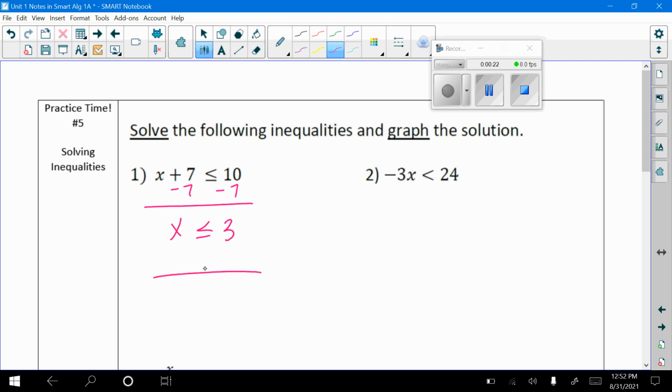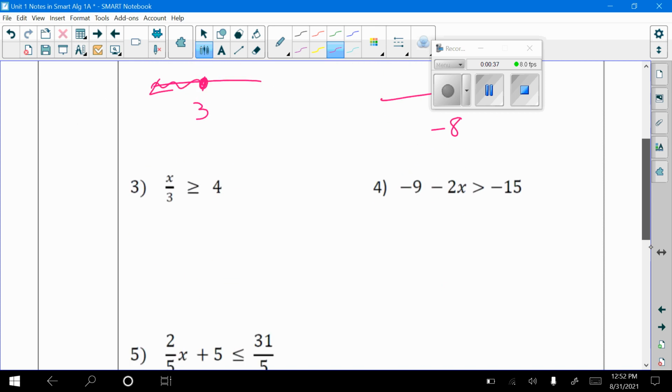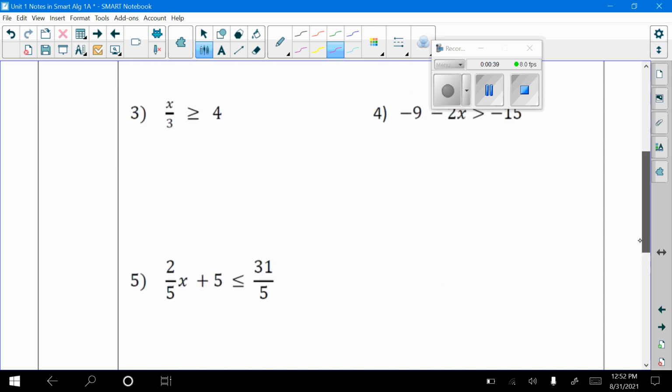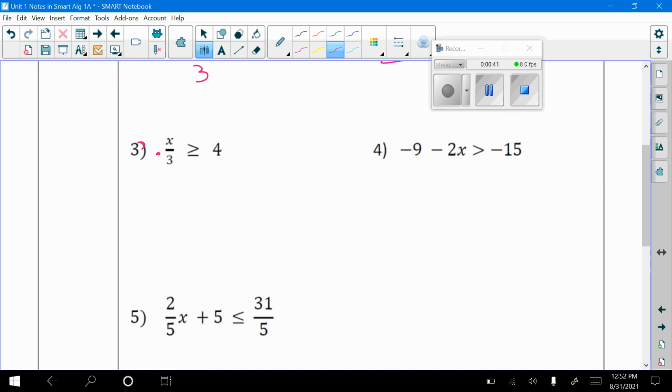3, which means it's going to be a closed dot on 3 going left. Divide by negative 3. X is going to flip that inequality. Negative 8, open to the right. Oh, this one's not too bad. Multiply by 3, multiply by 3. X is greater than or equal to 12. 12, closed to the right.